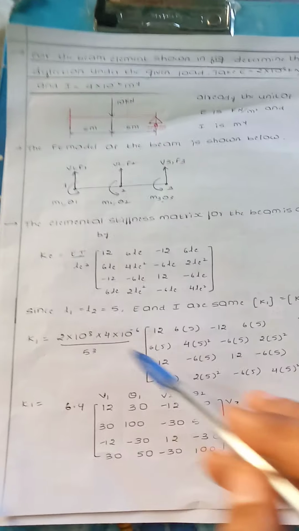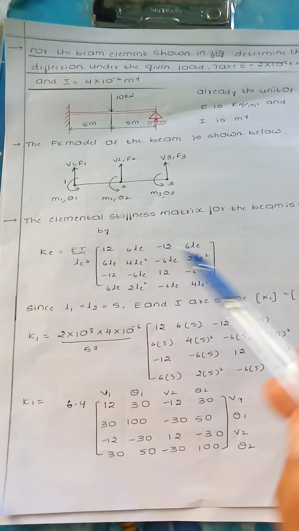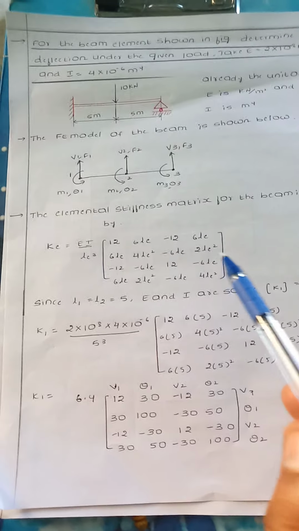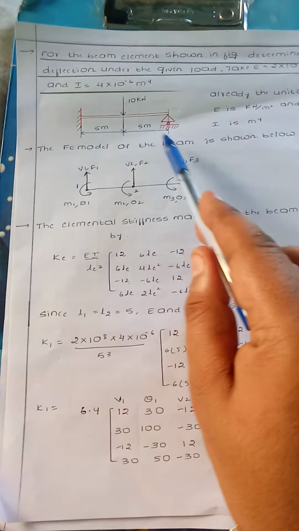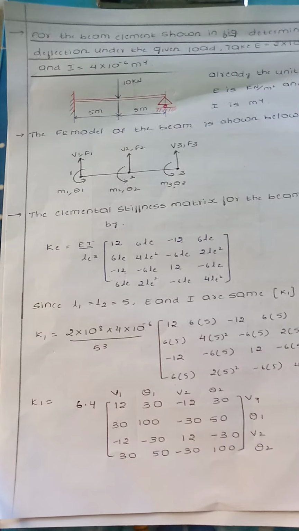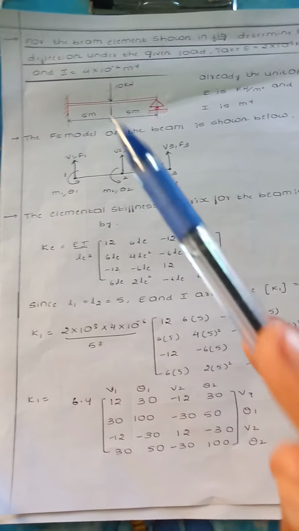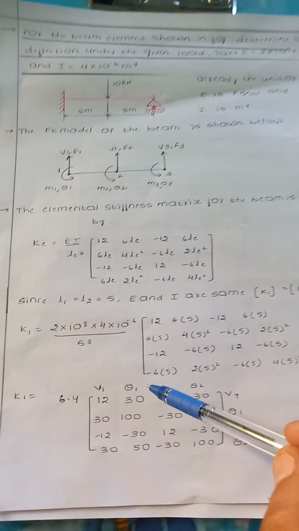The elemental stiffness matrix, you know the formula as I told previously, and it is very important that you keep in mind where the minus sign has to be used. As we know, the lengths L1 and L2 are the same, that is 5 meter. So if we derive the elemental stiffness for one element, it will be the same for the second element. That is very simple. Only the order of the matrix will be changed.